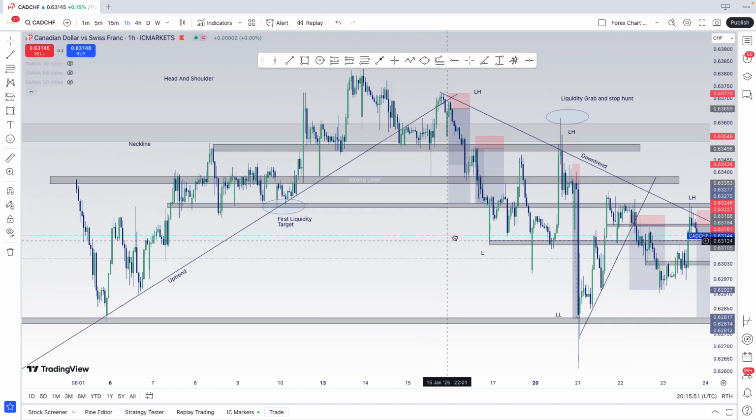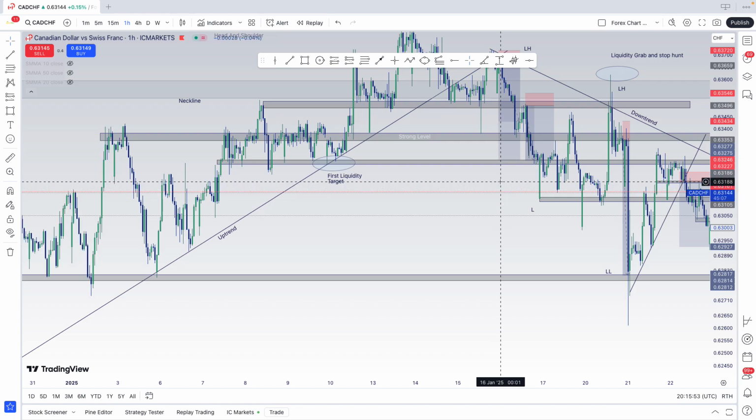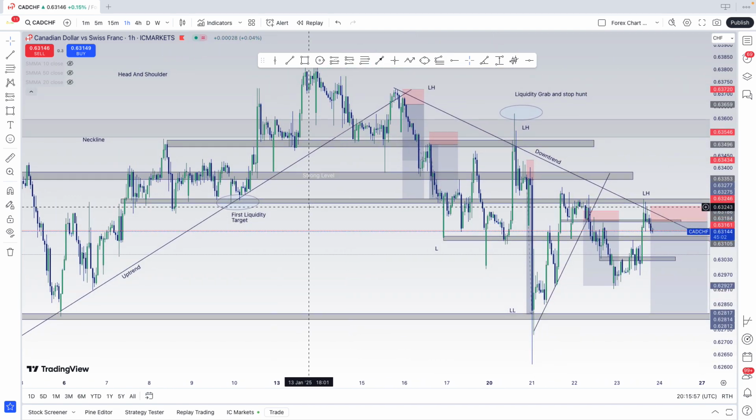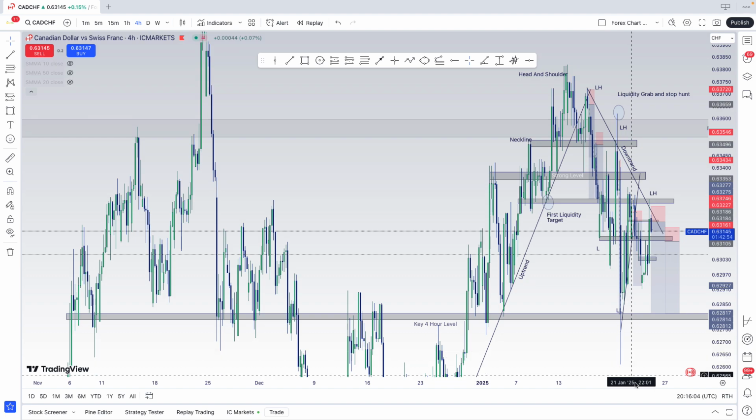But you can kind of see a few different strategies along this, and as I say, it's just me trading the price action on the higher time frames, mainly on the hourly time frame, and also taking into account some of the 4-hour time frame.